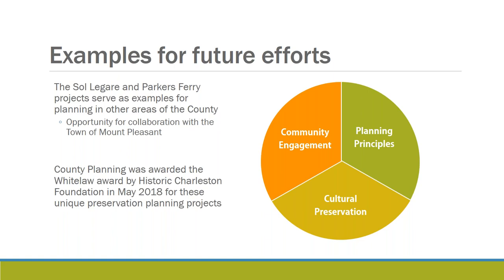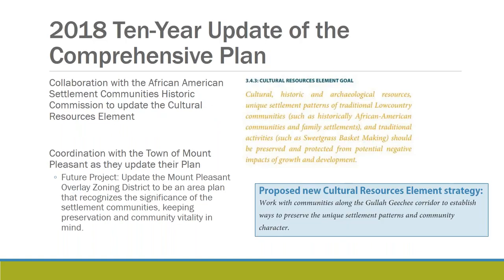We've been working closely with the town of Mount Pleasant as they are working on their comprehensive plan update to possibly do an interjurisdictional project similar to this with the settlement communities in their jurisdiction. And the county was also recognized by the local preservation organization, Historic Charleston Foundation, for our survey update project and the Parker's Ferry and Soligree community projects. And so these unique preservation projects have really drawn attention to a different history in Charleston that should be recognized more.